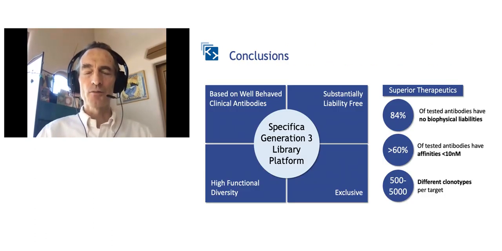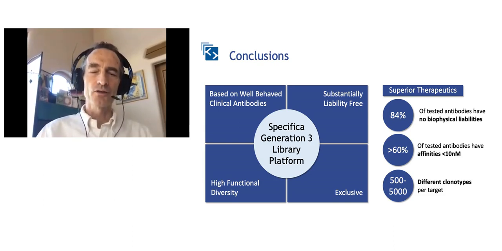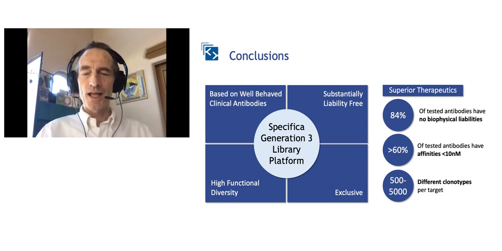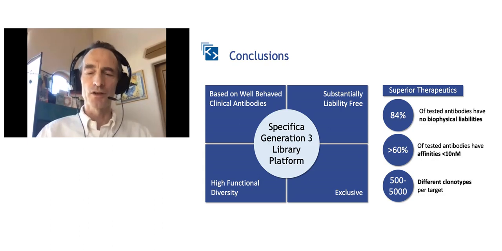And so just to summarize this part of the talk, these libraries based on well-behaved clinical antibodies are substantially liability-free biophysically and also sequence-wise. We have very high functional diversity, and we provide these libraries exclusively. And then the properties are over 80% have no biophysical liabilities, over 60% have affinities less than 10 nanomolar. And in general, I would say we get between 500 and 5,000 different clusters per target.